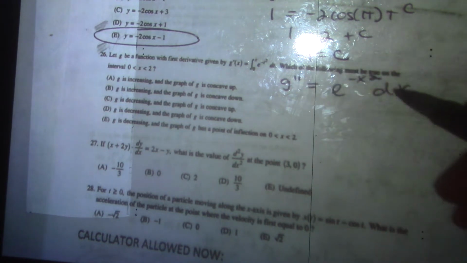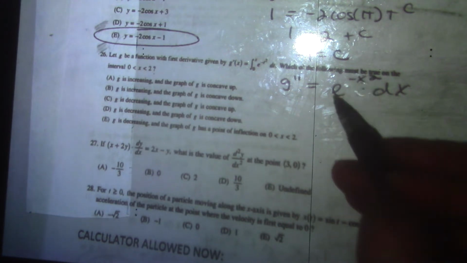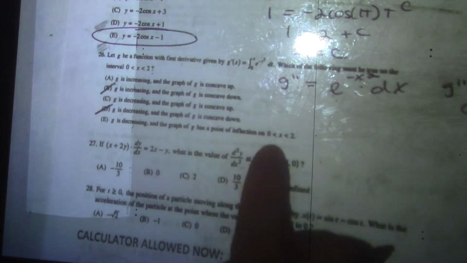Here, g prime is your integral, so that means g double prime is the e to the -x squared dx. So I started with the concavity. I just like to not have the integral. Right here from 0 to 2, even though I have a negative exponent, that just makes it a small number, it doesn't make it negative, so g double prime is going to be positive, which means that it is concave up. So concave up, I'm going to cross off B and D. There wouldn't be a point of inflection because no x value is going to make this negative, so it's just concave up, it's not changing concavity.